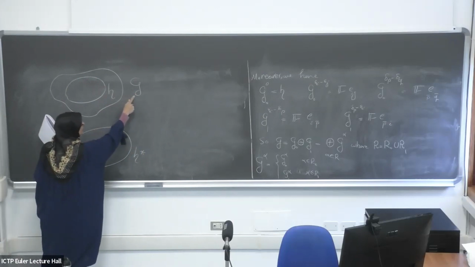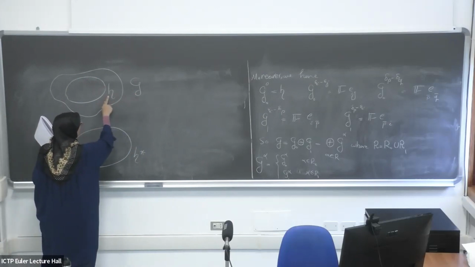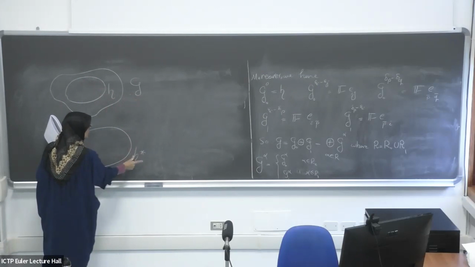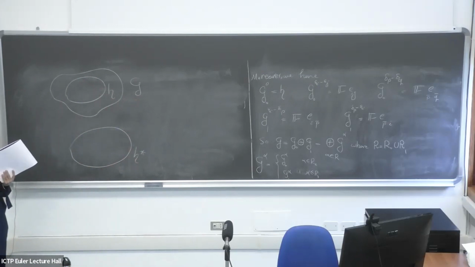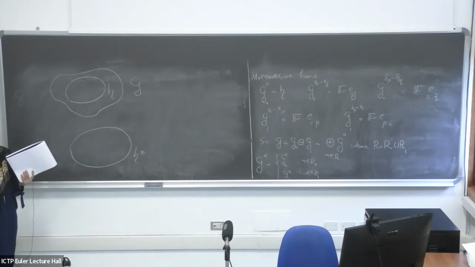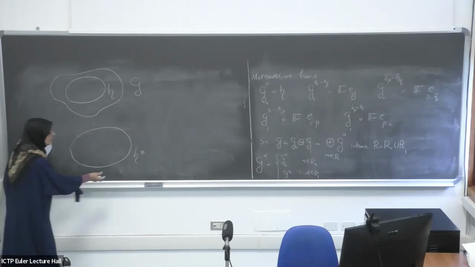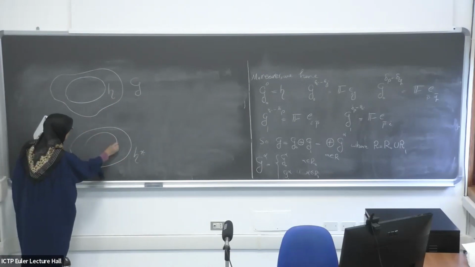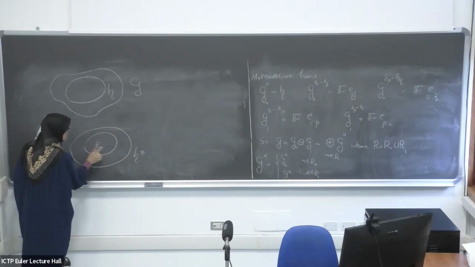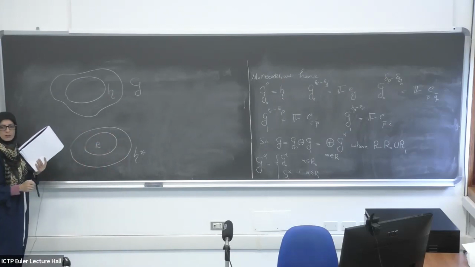G is a Lie superalgebra, H is a subalgebra of G, and this H star does not have any algebraic structure. It is just a vector space. It's not an associative algebra or a superalgebra. It is just a vector space. And R is a subset of this H star.